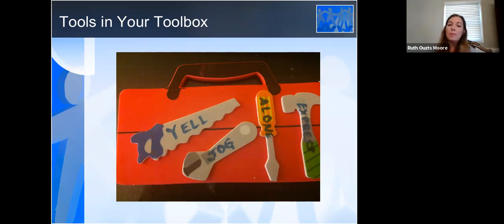So over time, we began to look at how his toolbox was changing. And what he said was, I like the fact that he said yelling is a saw. He said, I still yell, but I recognize that's not the best way to handle things. And he's like, so I try to jog, I try to get some alone time to de-stress, and I try to find a different way to express it. So that was his way of, and then they can kind of take it with them.